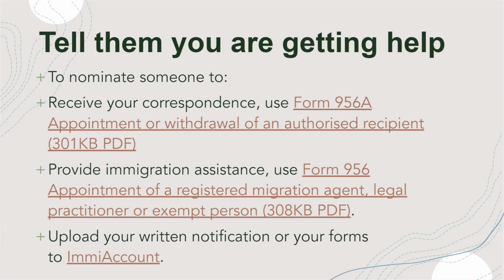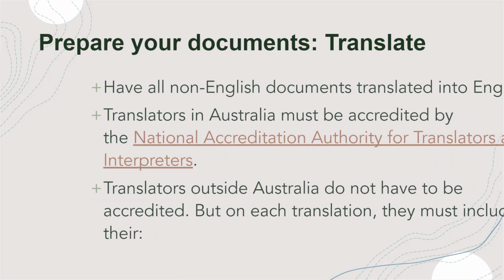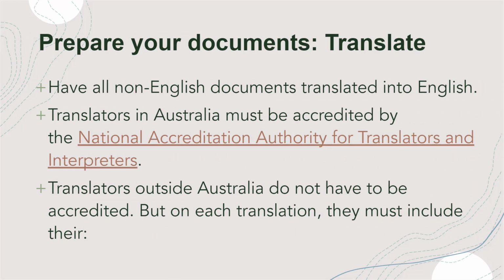To nominate someone to receive your correspondence, use Form 956A, appointment or withdrawal of an authorized recipient. To provide immigration assistance, use Form 956, appointment of a registered migration agent, legal practitioner, or exempt person. Upload your written notification or your forms to your IMI account. Have all non-English documents translated into English.